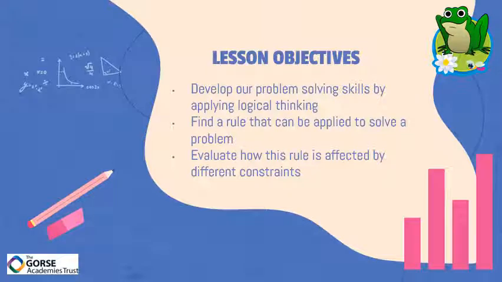Okay, so let's go back to our objectives from today. We aim to develop our problem-solving skills by applying logical thinking. We were hoping to find rules to apply to solve a particular problem. We were testing or evaluating those rules when they are affected by different constraints.